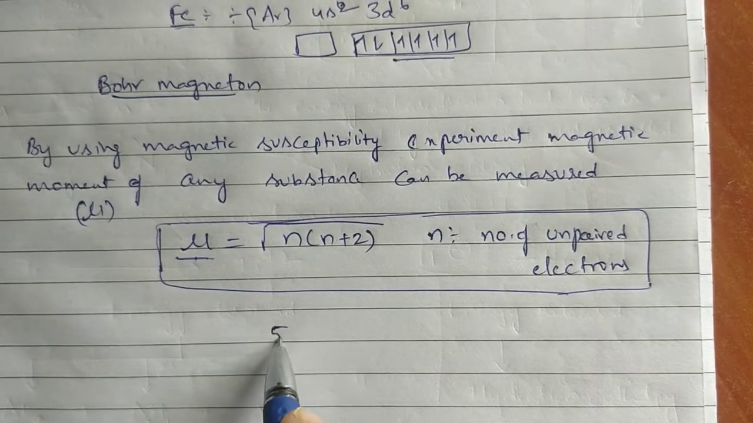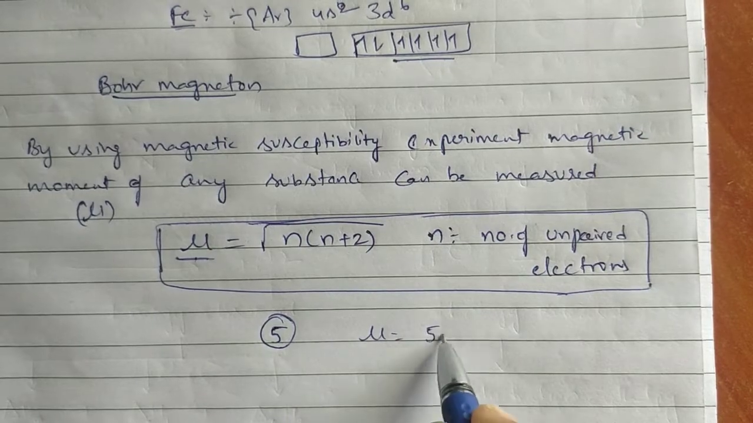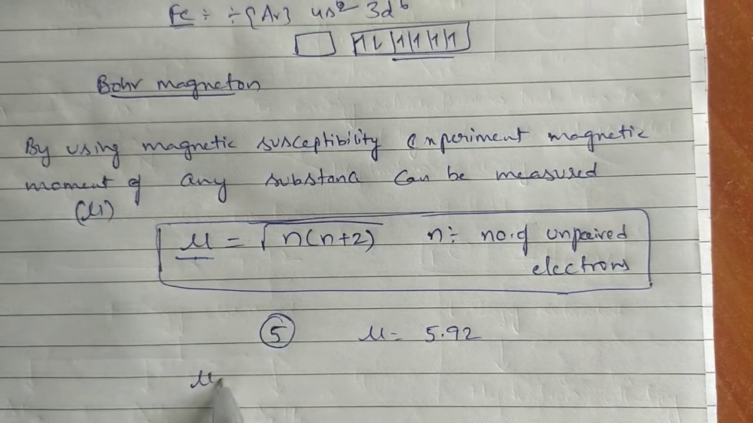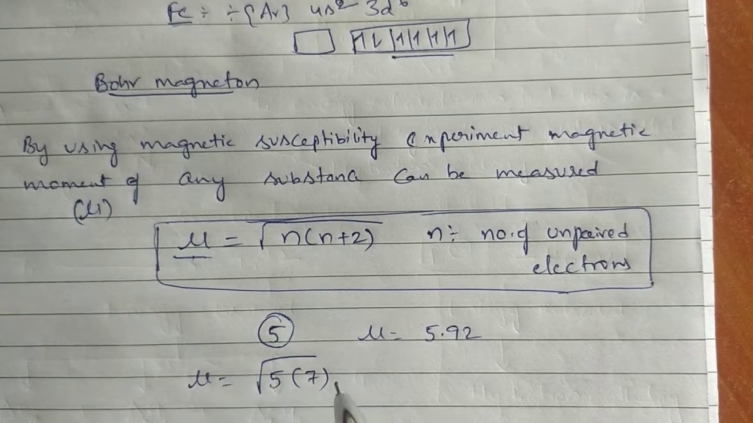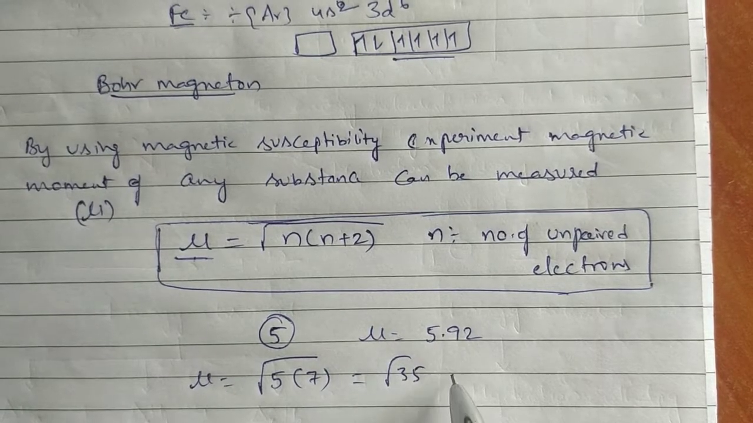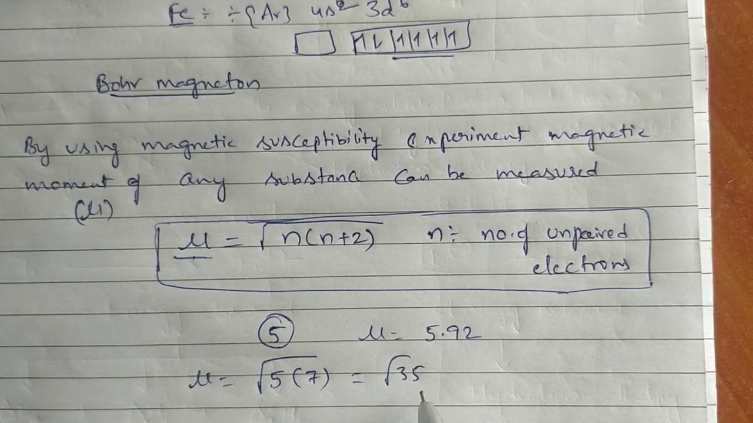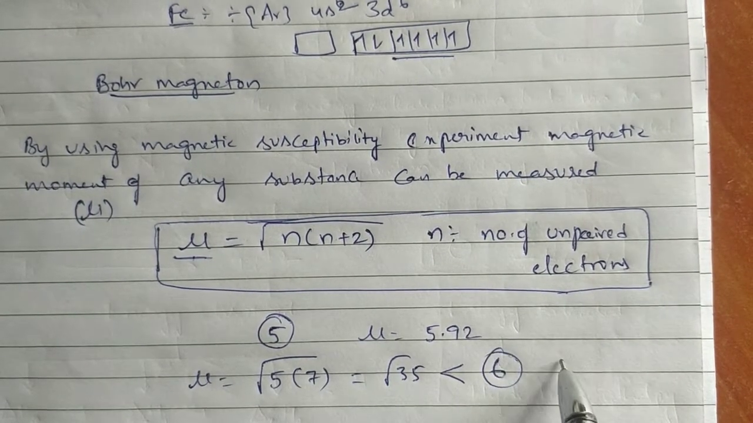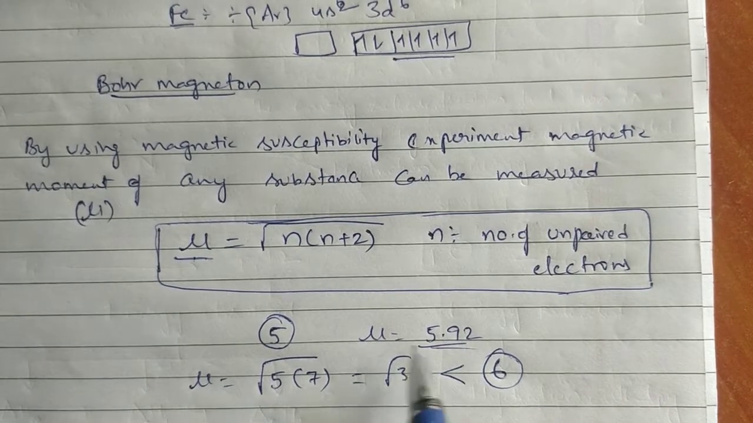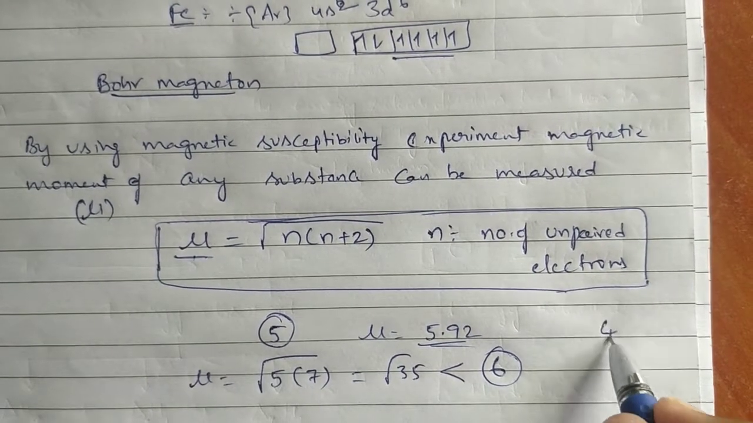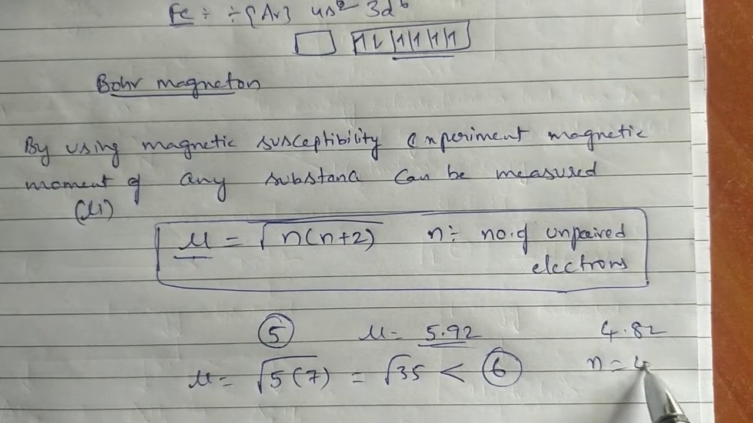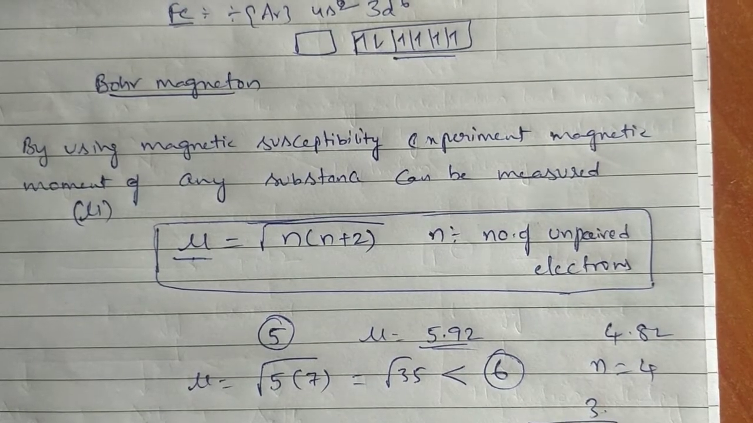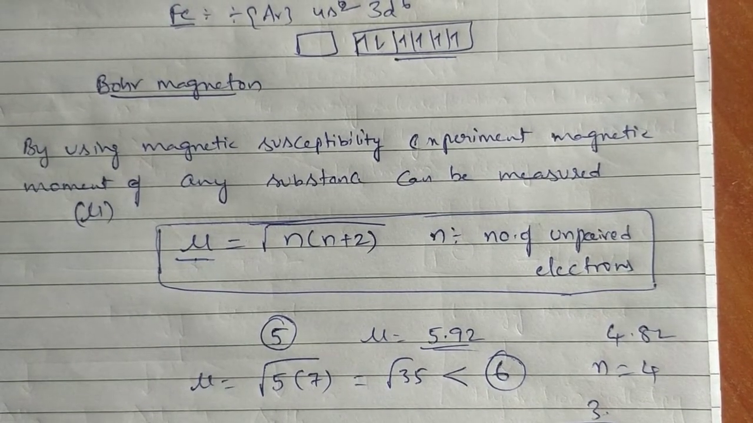Maximum, if you have 5 unpaired electrons, mu value is 5.92. It should not cross 6. It will not touch 6 also, because mu is equal to root of 5 into 7, root 35. Root 35 is definitely less than root 36, which is 6. That's why 5.92. If you see a mu value of 5.92, number of unpaired electrons is 5. If you see 4.82, number of unpaired electrons is 4. 3 point something, number of unpaired electrons is 3. No need to think any other thing. This is about magnetic properties.